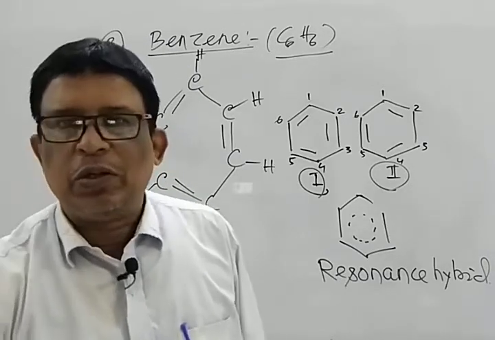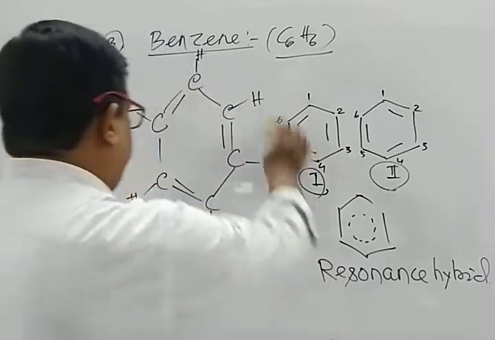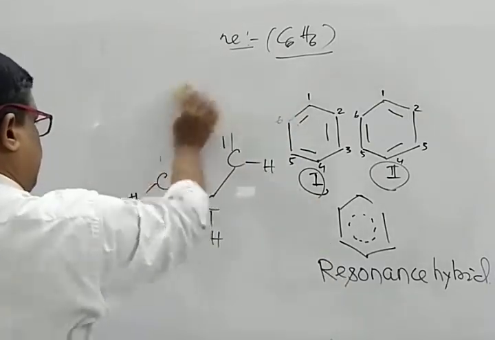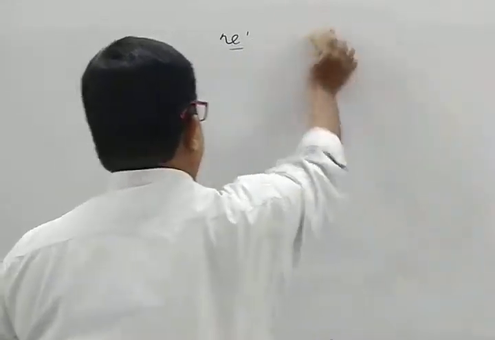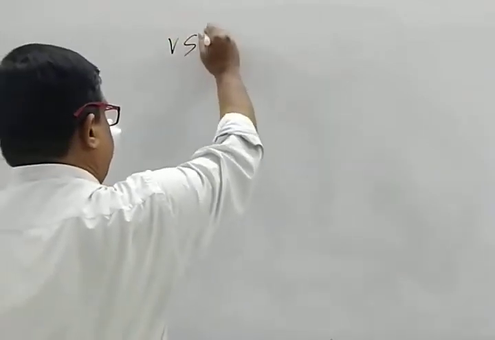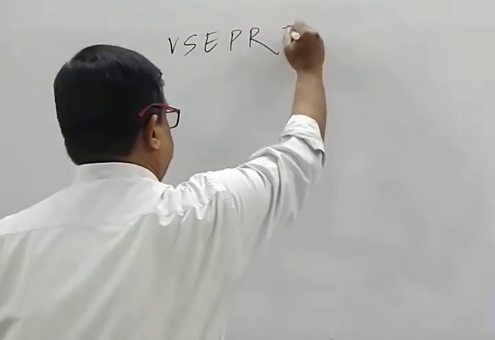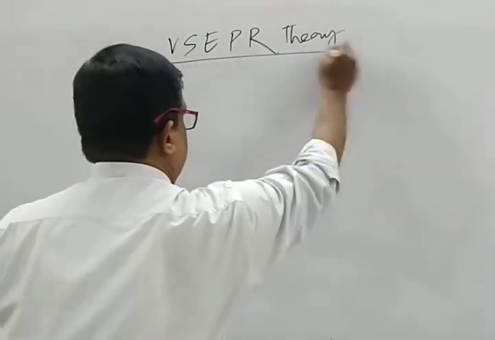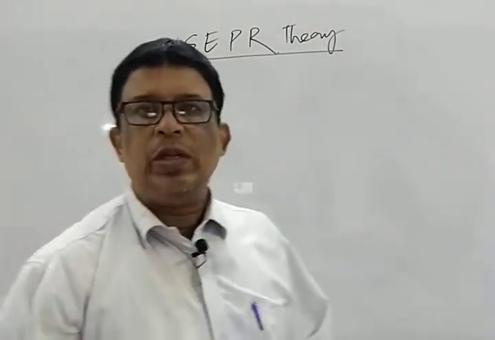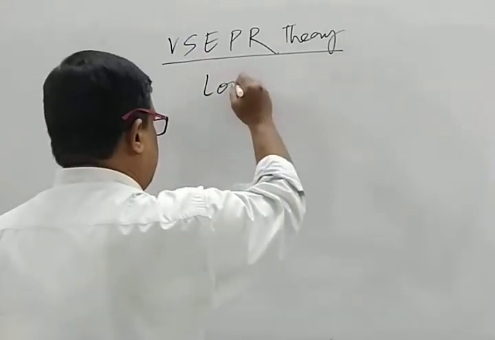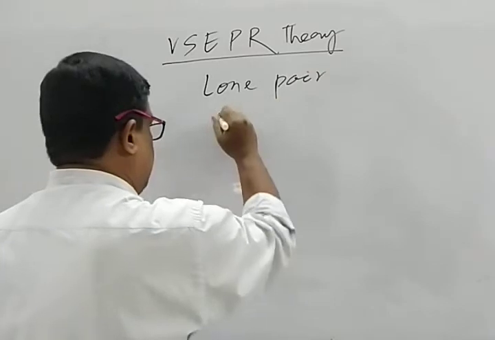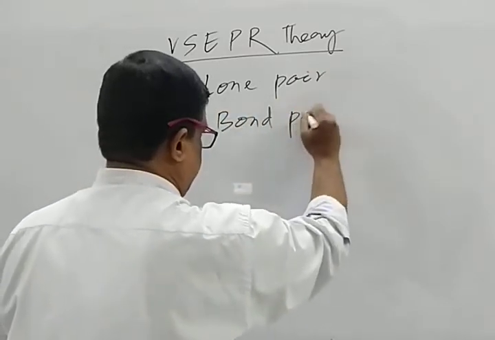Next, we switch over to the next topic, that is VSEPR theory, the valence shell electron pair repulsion theory. Try to understand this first, then we write it one by one. Before going to this, we have to focus on two terms: one is lone pair and one is bond pair.